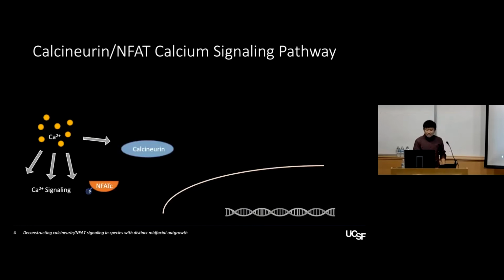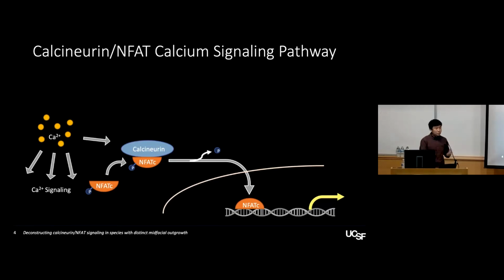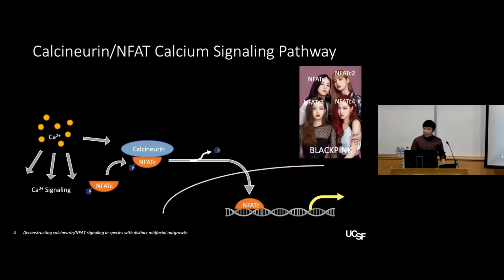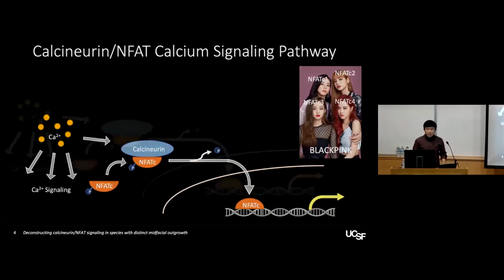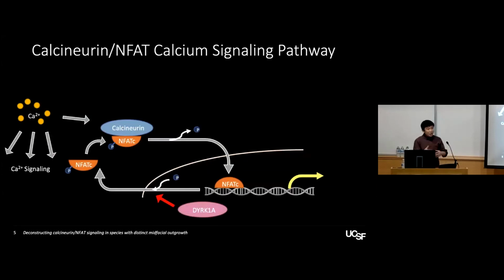So calcium first will activate calcineurin, which is a protein that removes phosphate groups from NFATC proteins. And this will promote NFATCs to go inside the nucleus. Once inside, the NFATCs will regulate expression of other genes. And there are 4 members in the NFATC family, including NFATC1, 2, 3, and 4, kind of like my favorite K-pop group, Blackpink. So then to stop NFATC's activities in the nucleus, other proteins like DYRK1A will add on this phosphate group, which will kick NFATCs back to the cytoplasm.